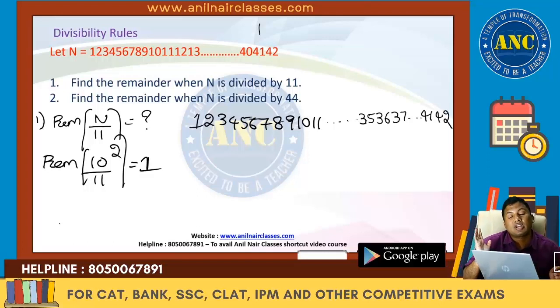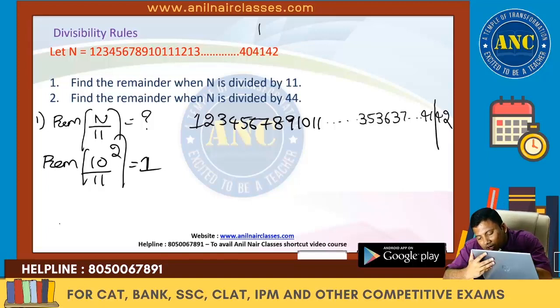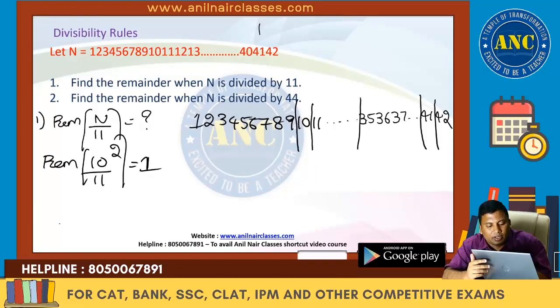What is the concept? Start from the right hand side. Take a group of 2 digits and add them. 42 is one group, 41 is one group, 40 is another group, 39 is another group, 38 one group, 37 one group and so on up to 19, 18, 17, 16, 15, 14, 13, 12, 11, 10, each one group. That means till here we got these. Next, 89, 67, 45, 23, 1.